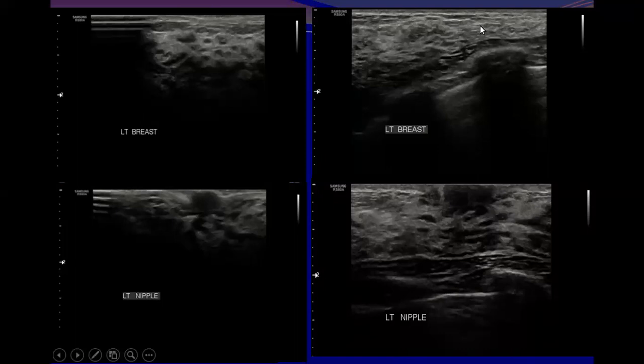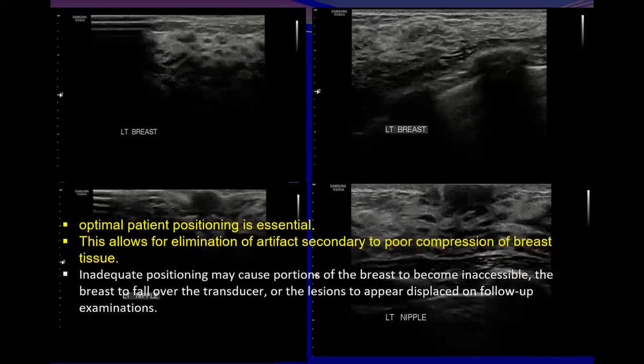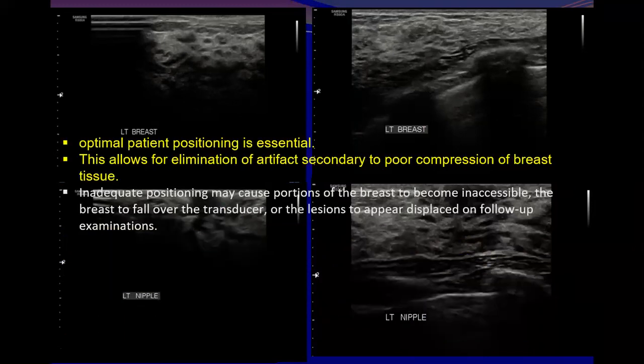When we optimize the patient position, the image clarified and became a good quality image in both examples for the same patients. So inadequate positioning may cause a portion of the breast to become inaccessible, as in this example.